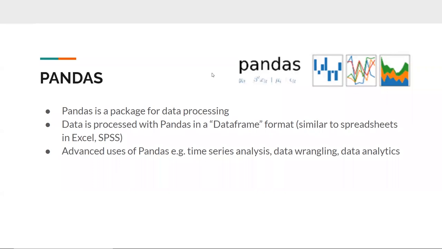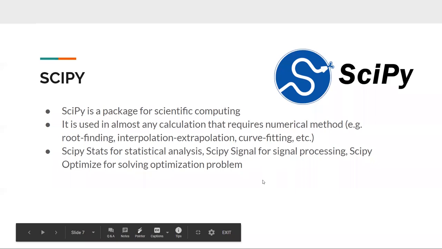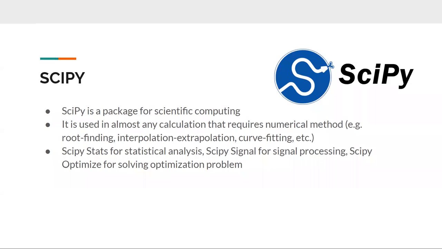The next library is called SciPy. SciPy is a library for scientific computing. It does, for example, root finding and other numerical methods. We know in engineering, interpolation, extrapolation, and other things, for example, statistical analysis and lots of other things. So in oil and gas, all operations use numerical methods, and we are using lots of data. We are processing a huge amount of data. So Python is quite useful.